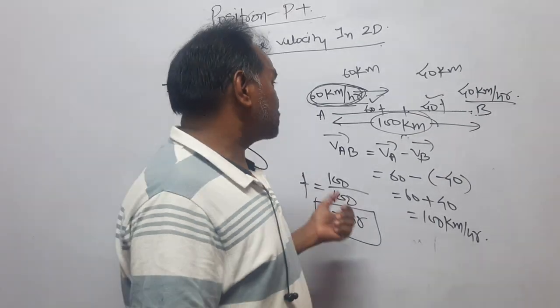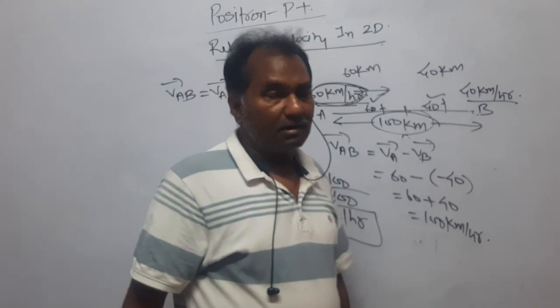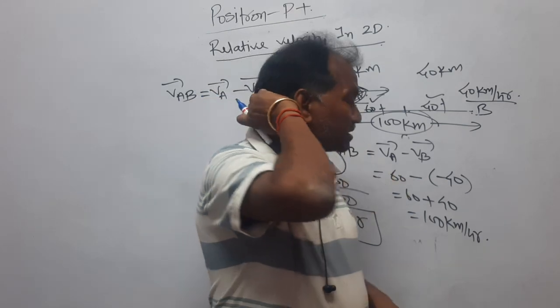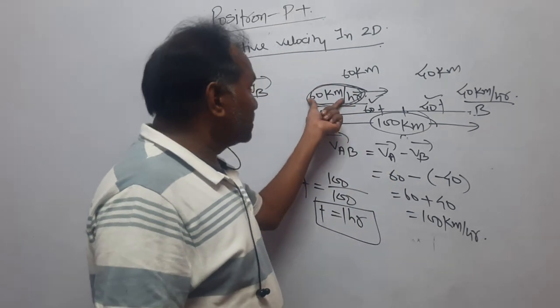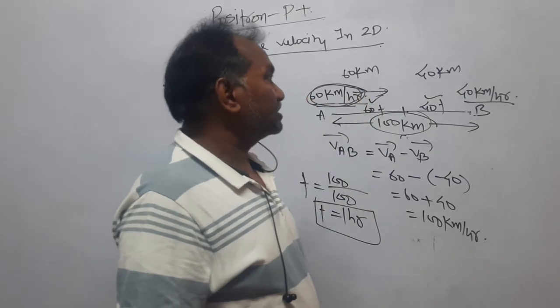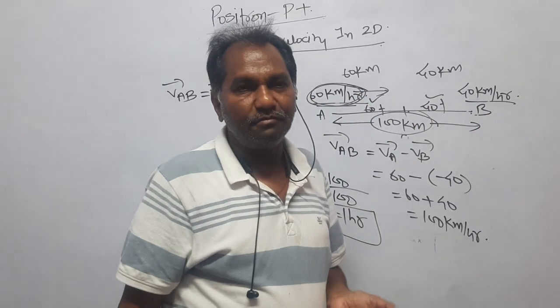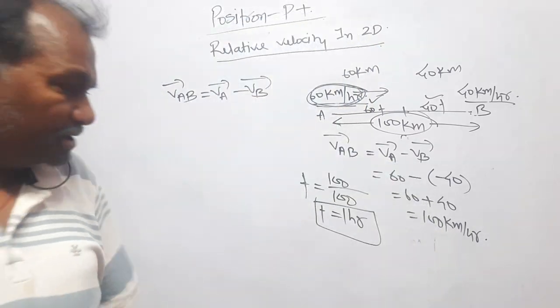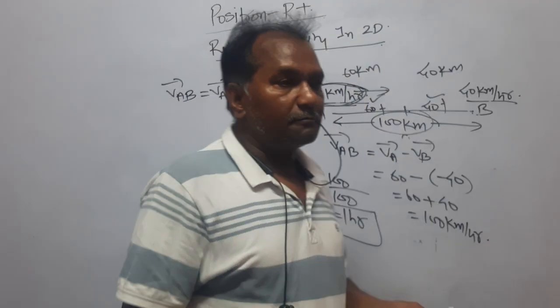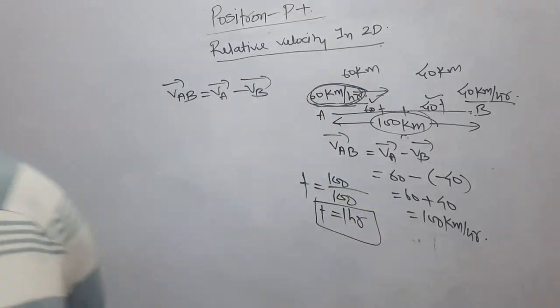Now dear student, in 1 hour, A will cross B. In the meantime, in 1 hour, this one will travel 60 km distance and this one will travel 40 km distance. So you have got it very easily. Dear student, this is why we apply the concept of relative velocity.